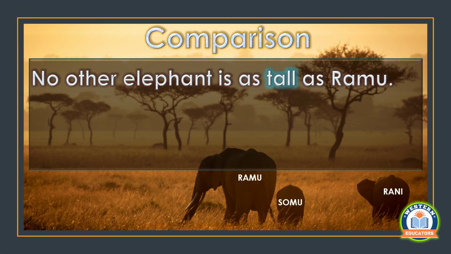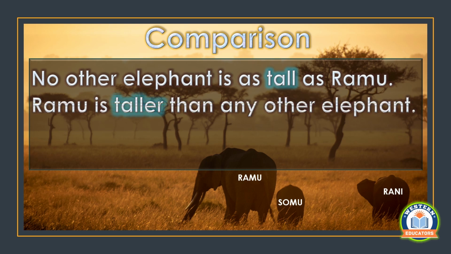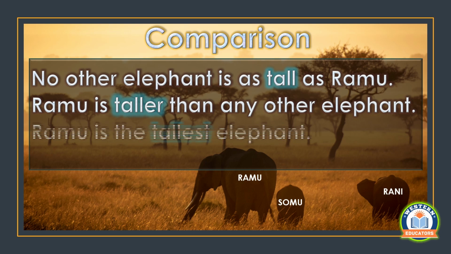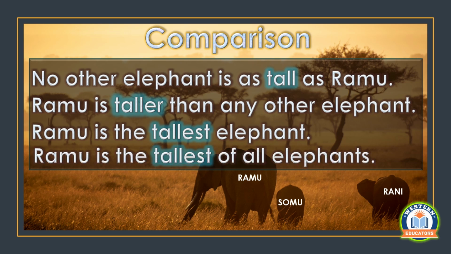When we take Ramu as the subject of our talk, we are going to say no other elephant is as tall as Ramu. Telling the same idea, Ramu is the tallest. If we use comparative degree, Ramu is taller than any other elephant, telling the same idea. And Ramu is the tallest elephant, the same idea. Ramu is the tallest of all elephants, also the same idea. These sentences have the same idea, but we use various degrees of comparison, that is positive, comparative and superlative.